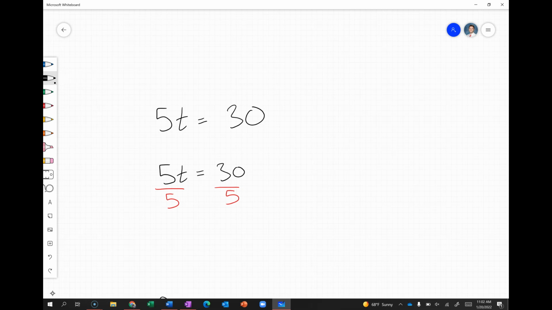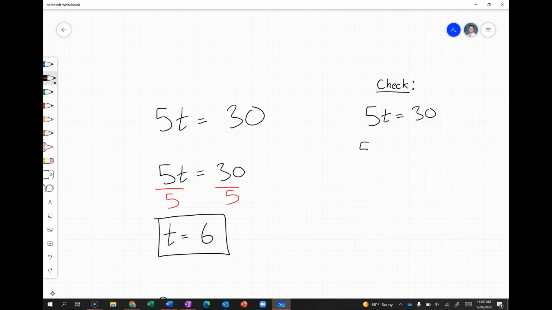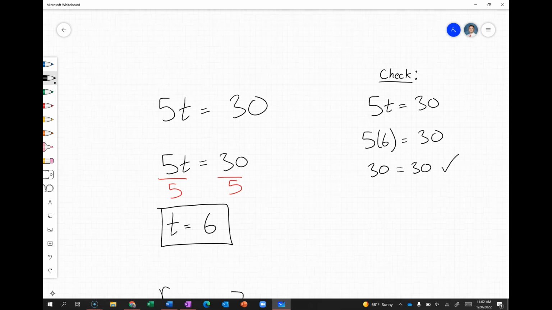On the left side of my equation, that leaves me with t. And on the right side, 30 divided by 5 is 6. So I have the solution t equals 6, and then we check. 5 times t equals 30, that's my equation, and I said that t equals 6. So I substitute 6 for t. 5 times 6, that's the left side of my equation. The right side is 30. Then 5 times 6, I evaluate that. That's 30. So I have 30 on the left side, 30 on the right side, so I know that t equals 6 is the correct solution.